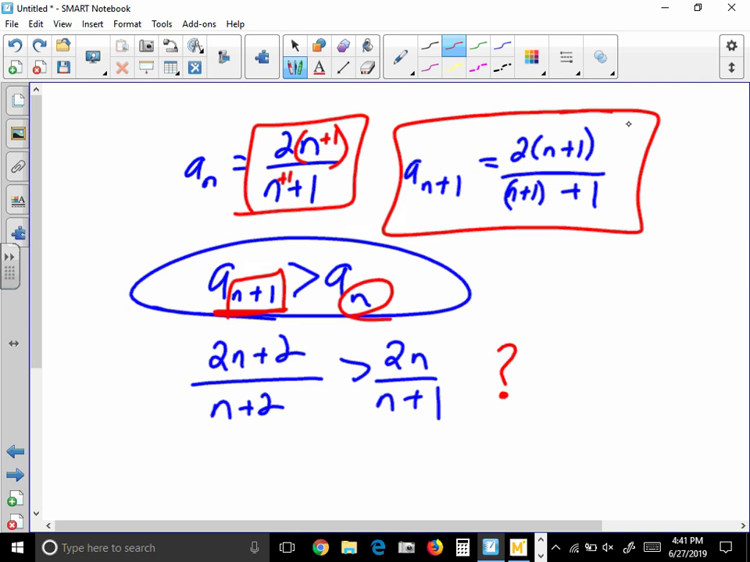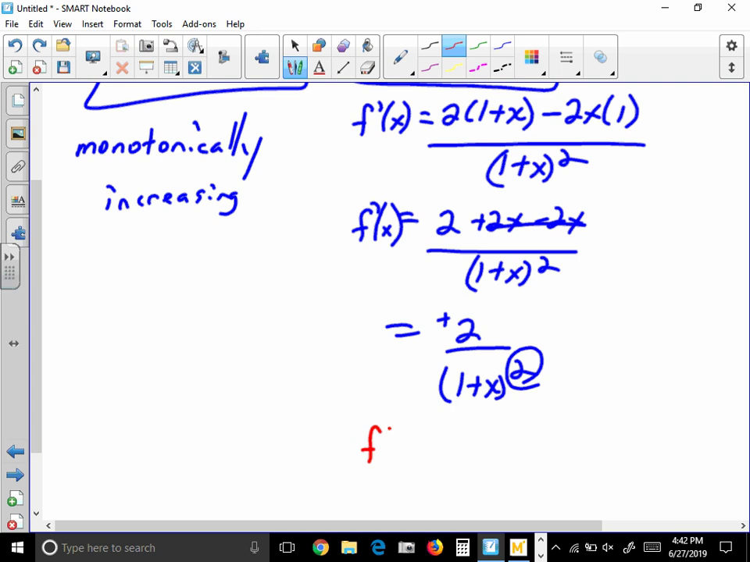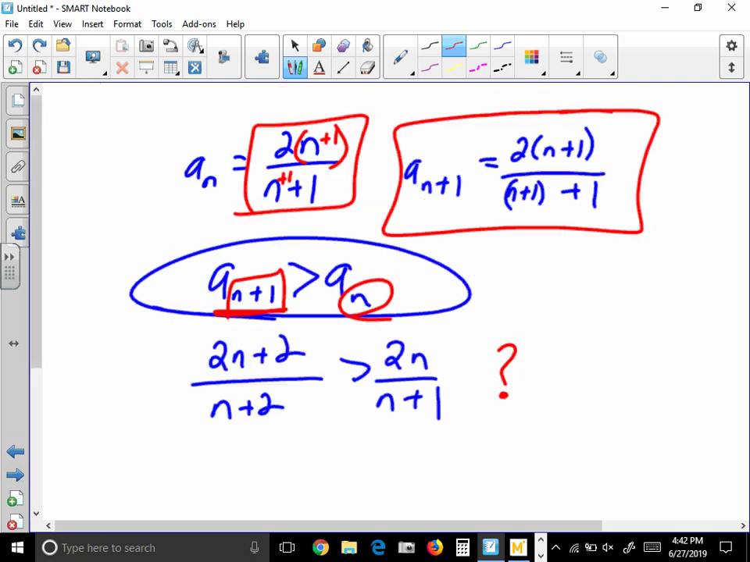Either by looking at their derivative and seeing, is their derivative always positive, or is their derivative always negative? So if the derivative is always positive, it's monotonic increasing. If the derivative is always negative, it's monotonic decreasing. Or we can just compare successive terms this way.